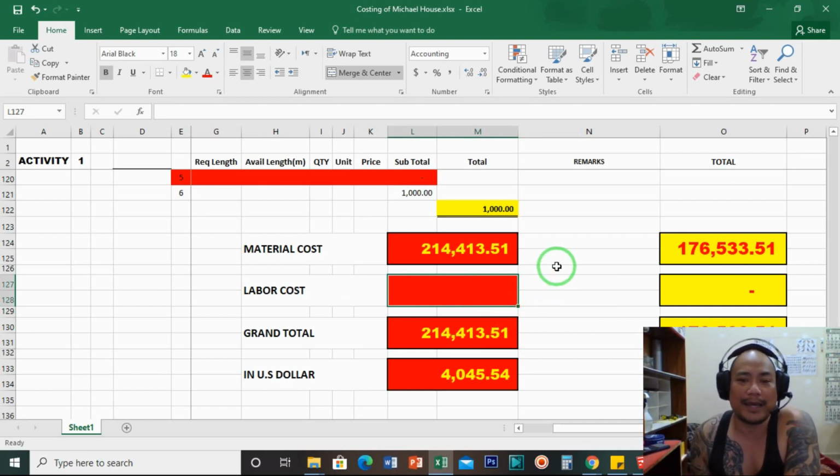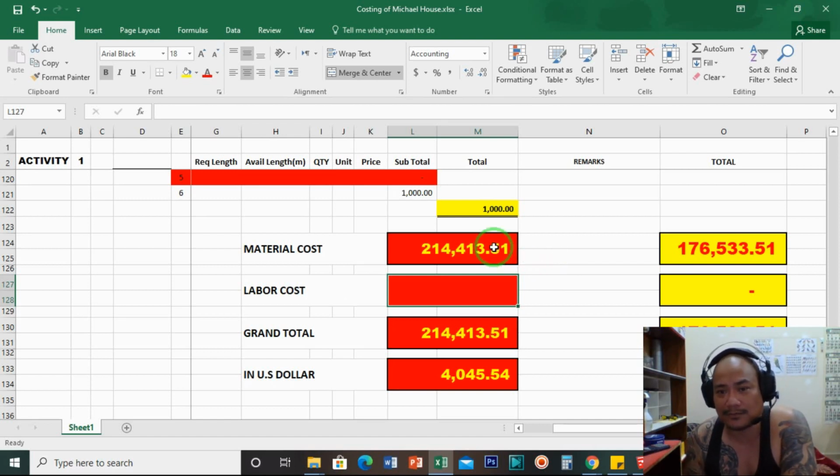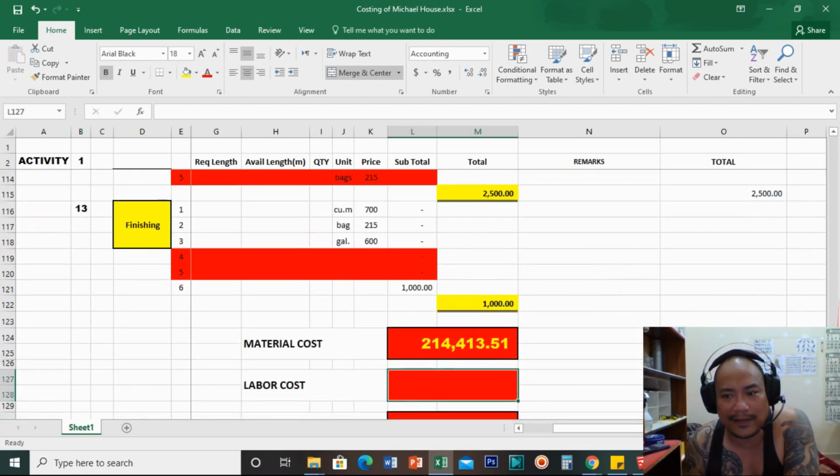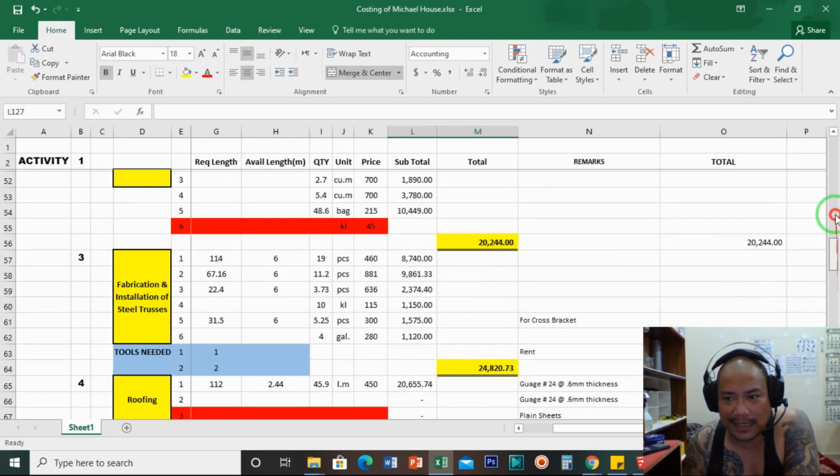So our material cost is only 214,000. That is only material cost, not including the meals and the like. So maybe around 250 or something like that. So at least we have a margin for our expenses. So 214,000. This 214,000 covers all I discussed from activity 1 to activity 13, the finishing.